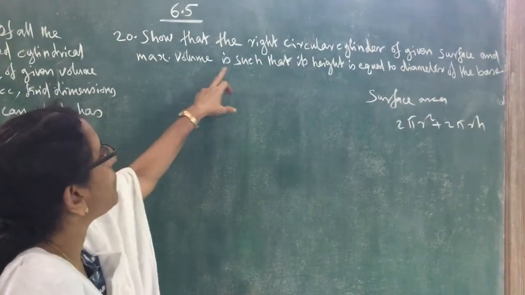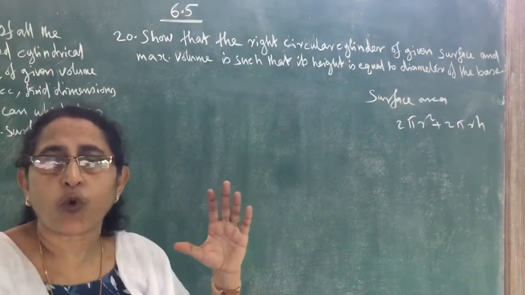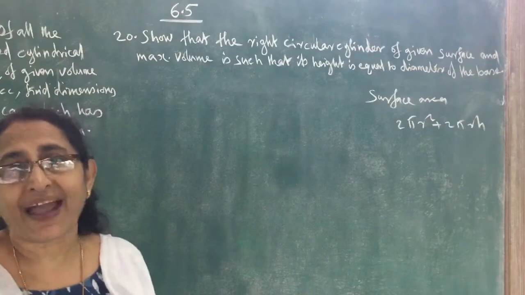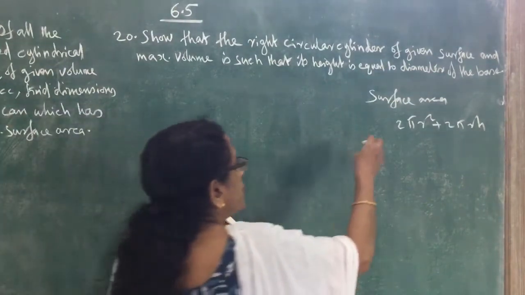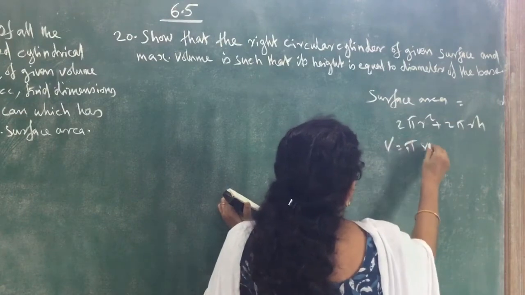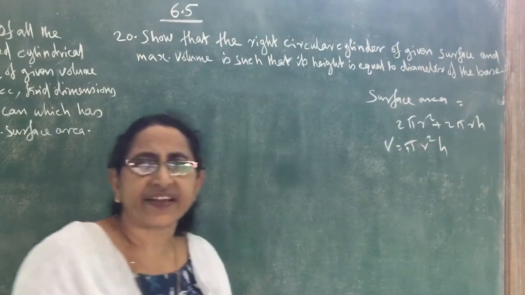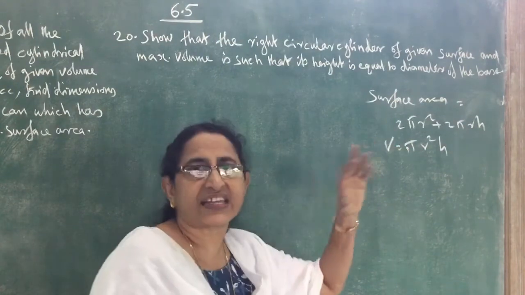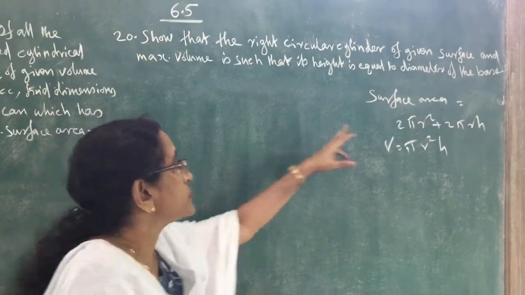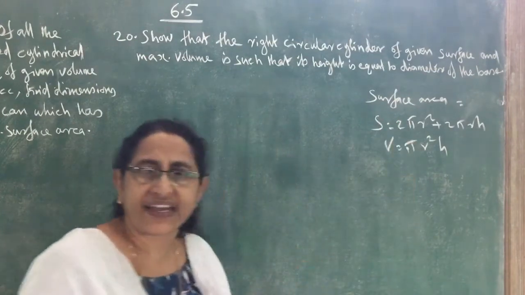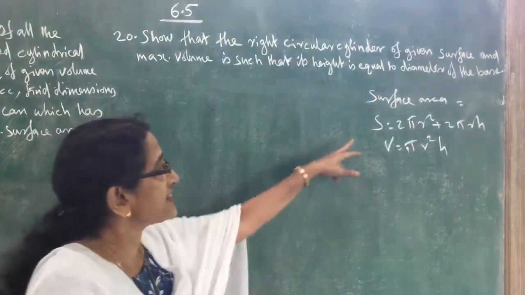And maximum volume. So what should be maximum? Volume of the cylinder, right circular cylinder. That should be maximum. So volume equal to, we know, volume equal to pi r square h. So V is to be maximum and surface area is given to be a constant. So we can denote surface area by S, V volume. So S is a constant.